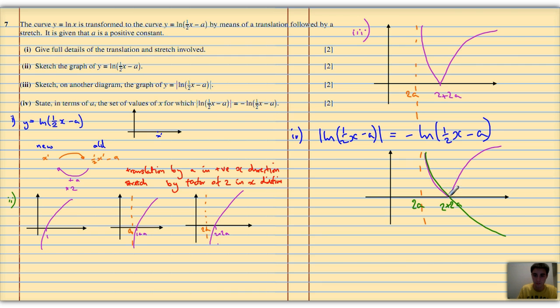So when are they the same? Well, we can just read that off the curve: they're the same for x less than 2 plus 2a and bigger than 2a. Question solved.